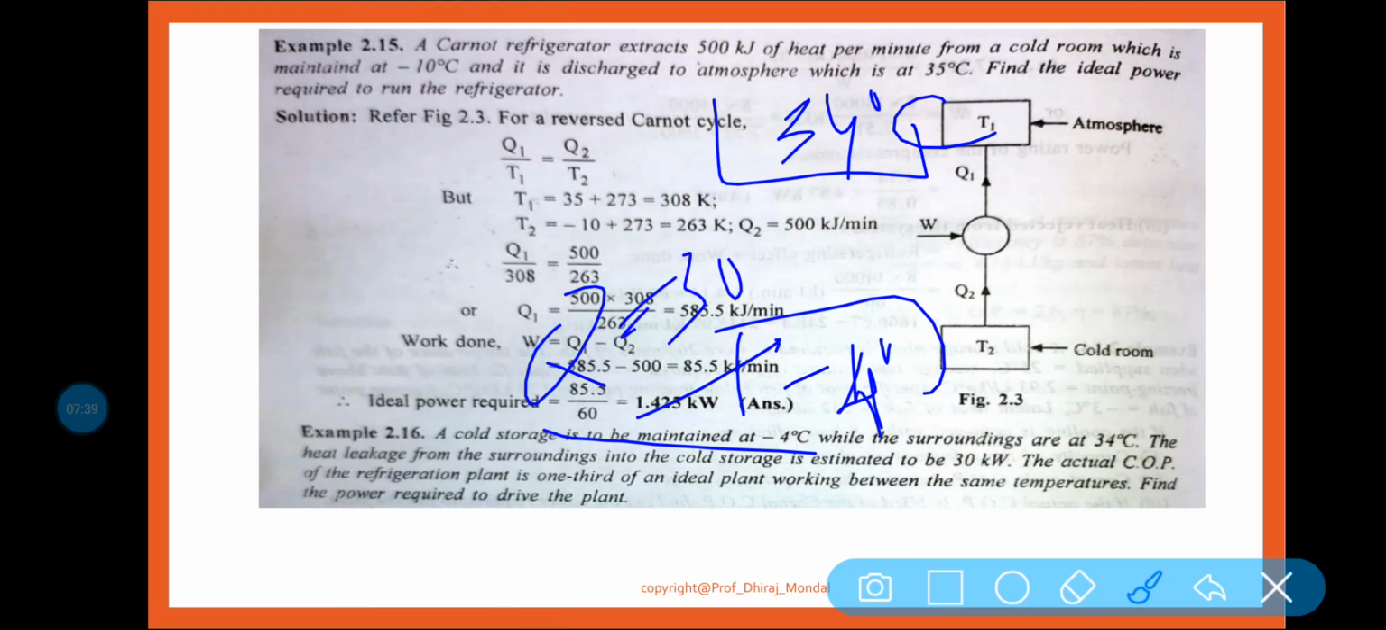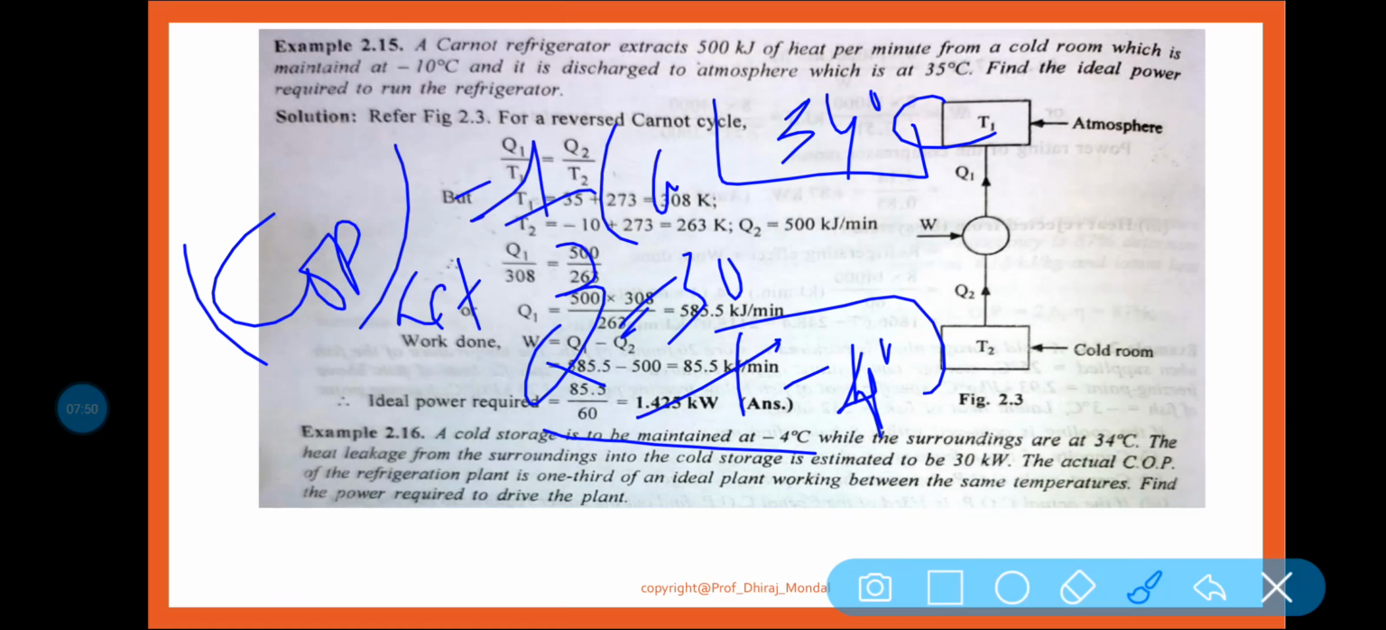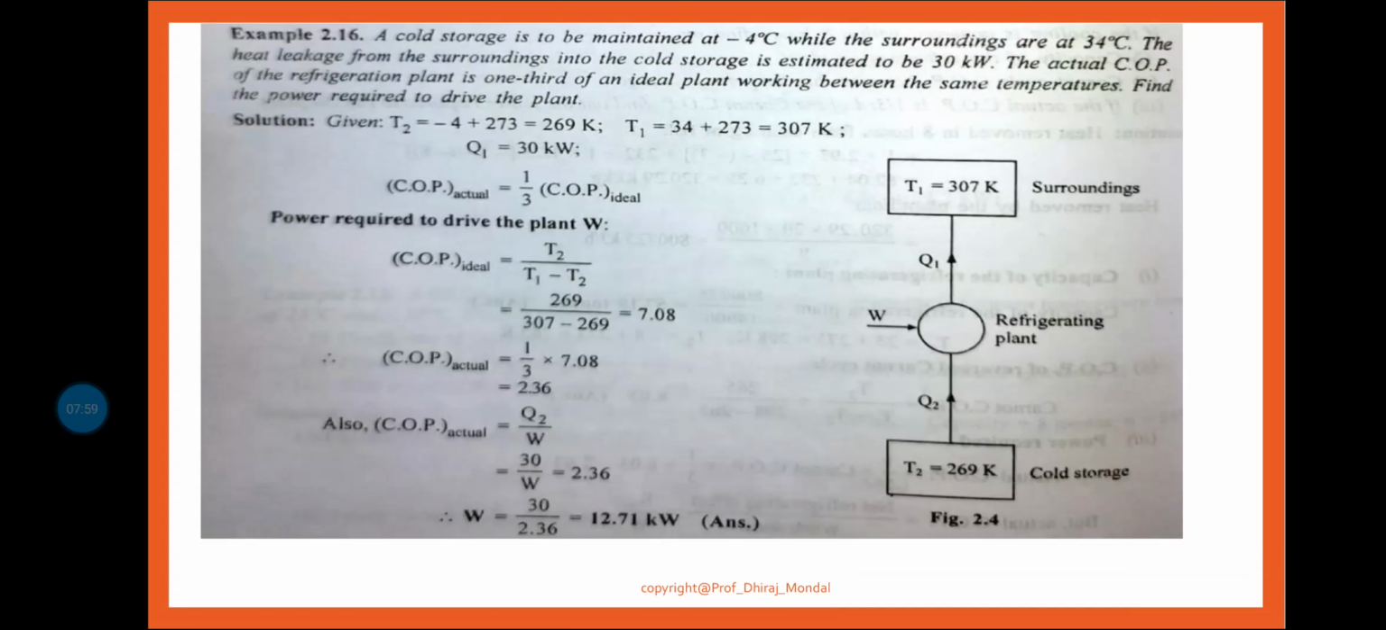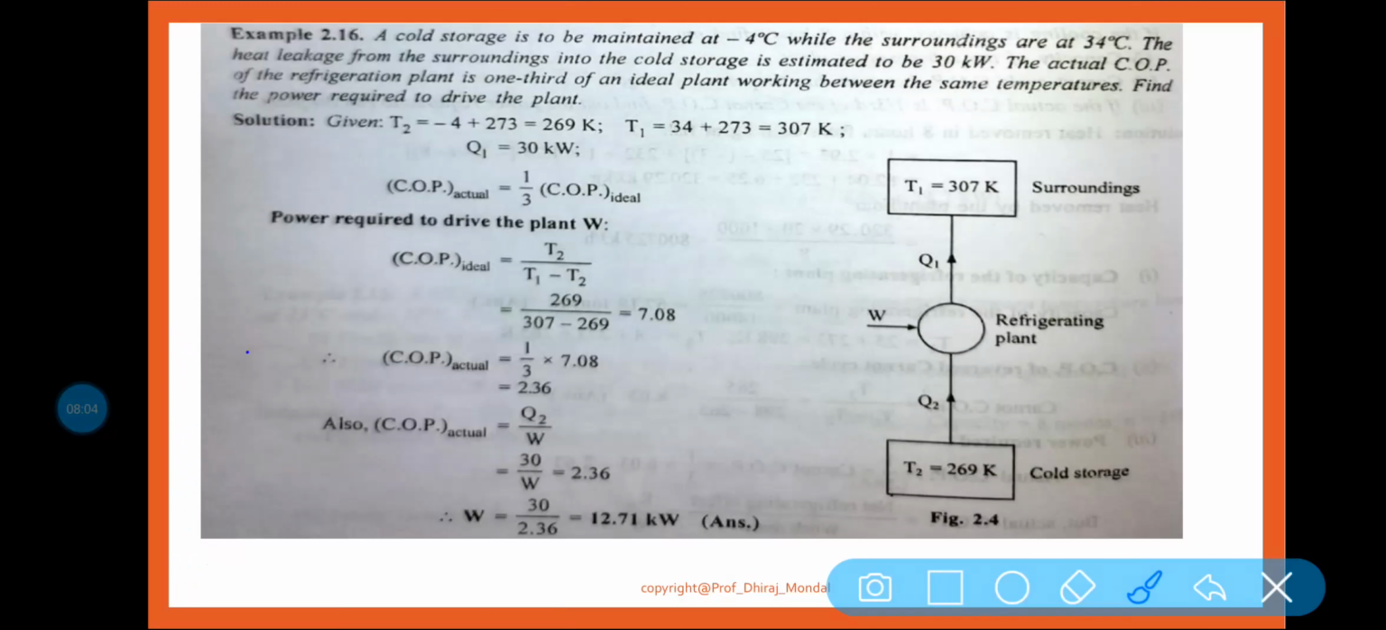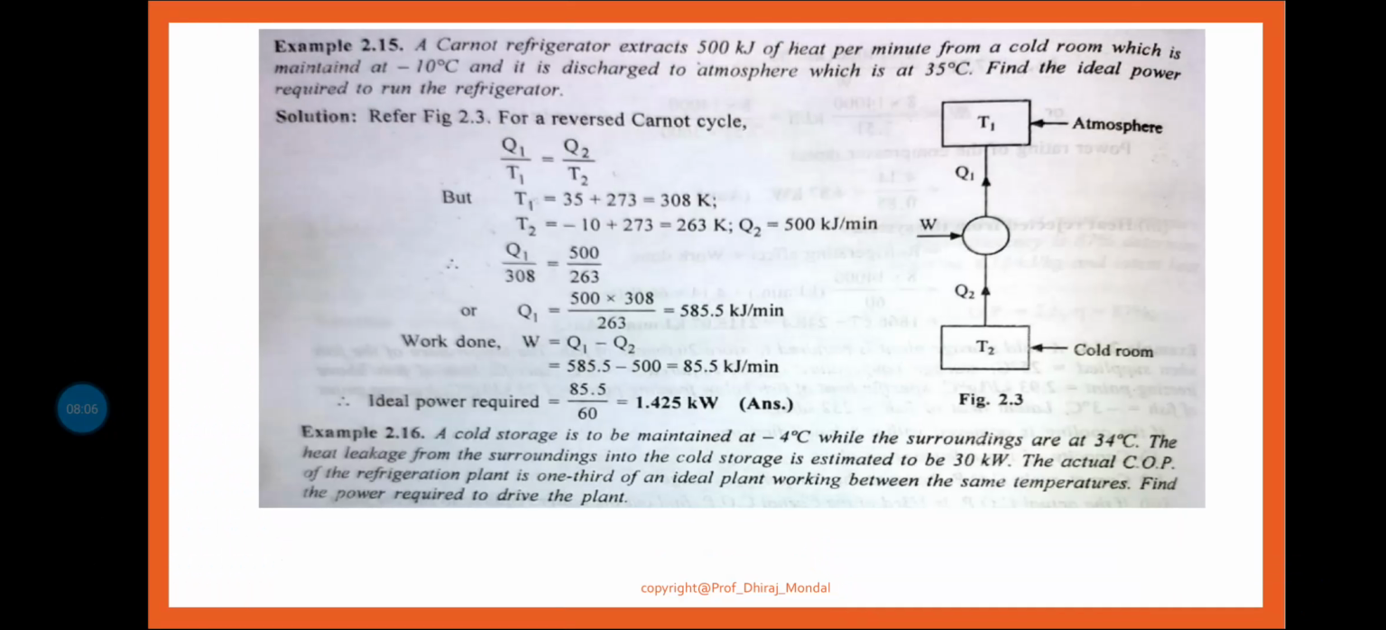The actual COP of the refrigeration plant is 1/3 of the ideal COP. So COP actual is equal to 1/3 of the COP ideal, where the ideal plant is working between the same temperatures. Find the power required to drive the plant. Again you have to find out the W. Okay, so here basically you can see this is your question. Now first of all pause the video and solve it yourself, then see the solution.